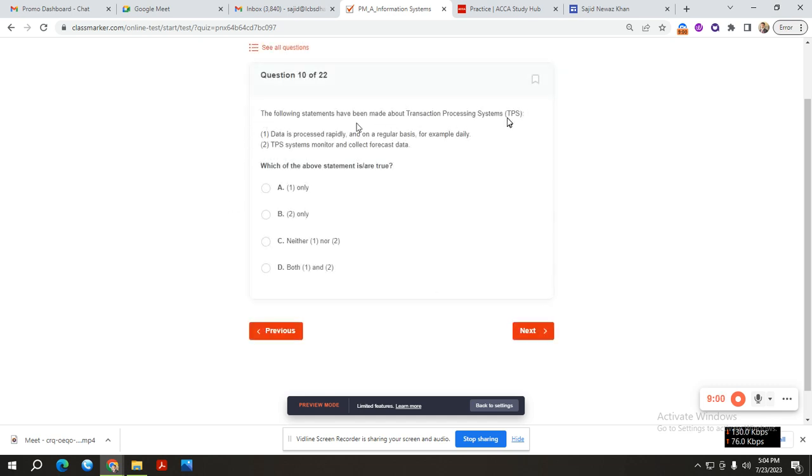Transaction processing system, which of the following is true? Data is processed rapidly and on a regular basis. If you remember, the transaction processing system is what we see in a department store where daily work is happening, work is happening on a regular basis. So this definitely is a true statement. Monitors and collects forecast data. A transaction processing system definitely does not say anything about what will happen in the future. So this statement 2 definitely cannot be true. So if statement 2 cannot be true, these three are automatically eliminated by default. We know on a regular basis is true.